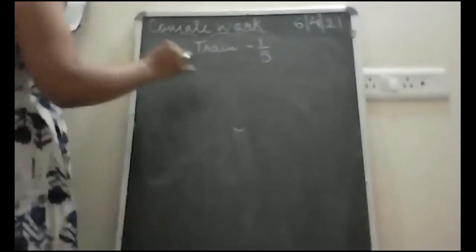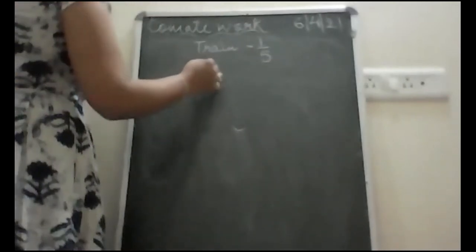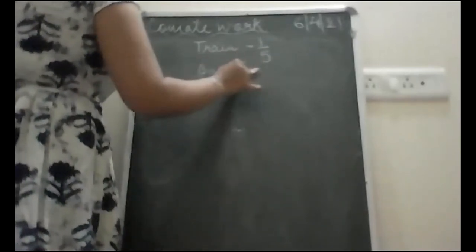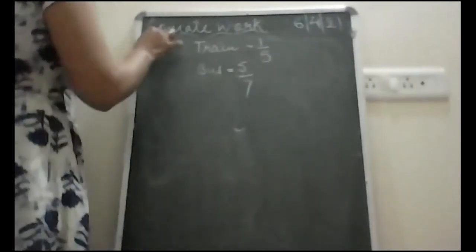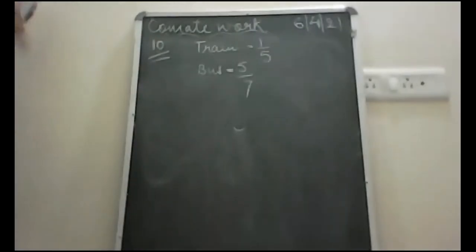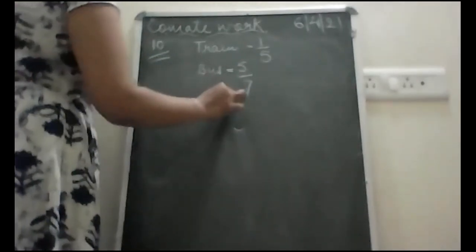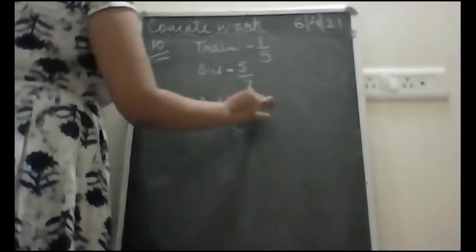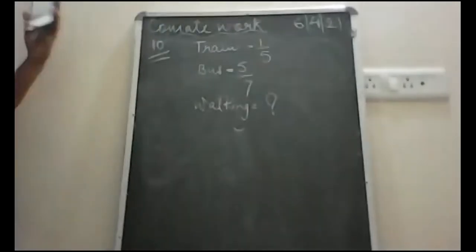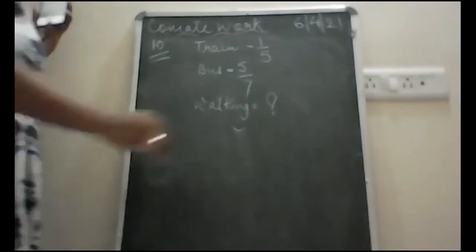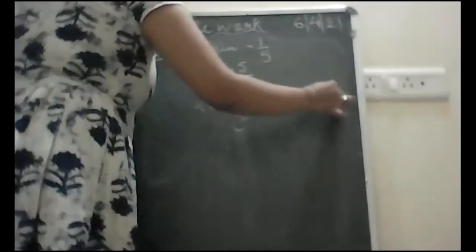ठीक है? Then 5 upon 7 by bus. So we are taking bus is 5 by 7. ठीक है? Question number 10. And the rest of the journey which he is doing, he is doing by walking only. So walking he is doing by just a normal walking. ठीक है? Now the question is telling if he walks in total 3 kilometers.